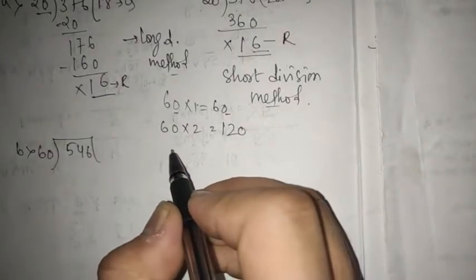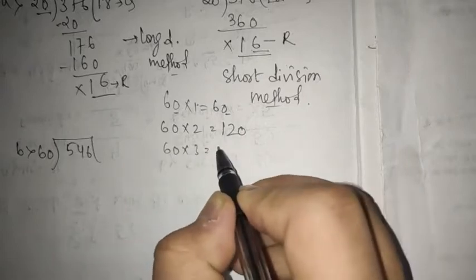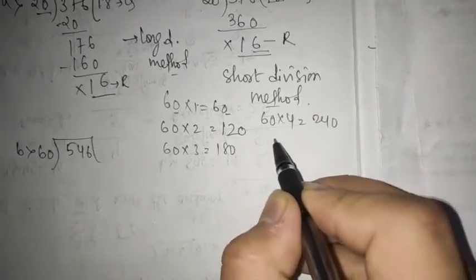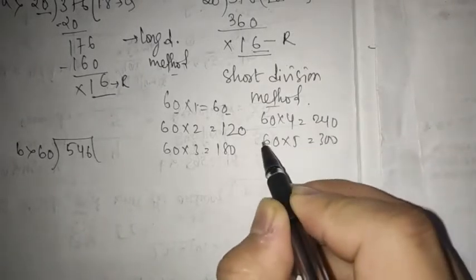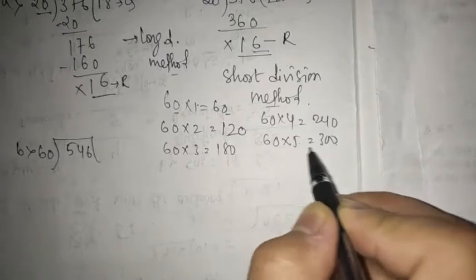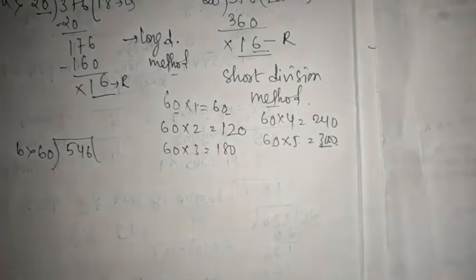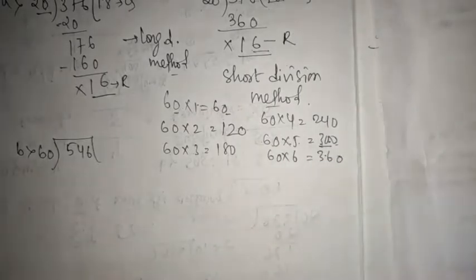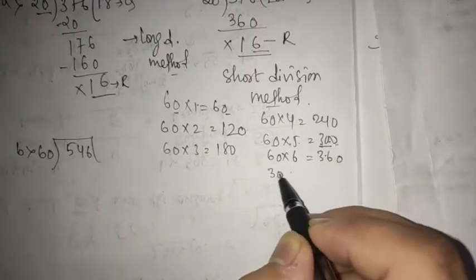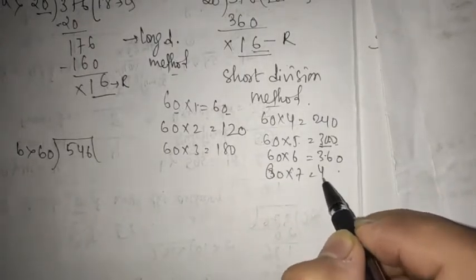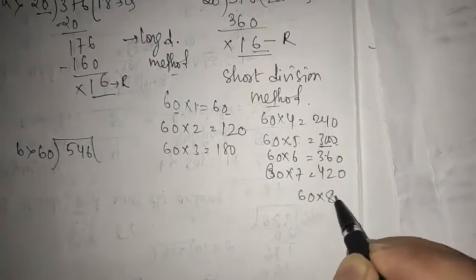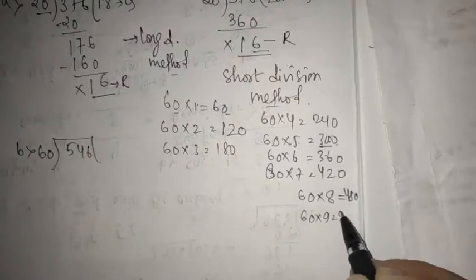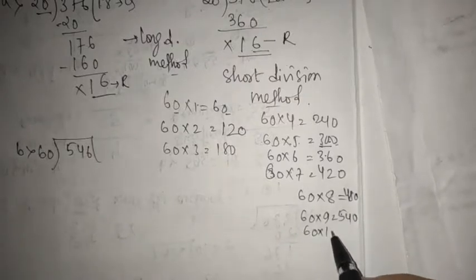Okay, so 60, like this you will move on. 180, 60 into 4 is 240, 60 into 5 is 300, 5 6s are 30 and put 0. Add this 0 here. Okay, simple trick. 60 into 6, now 6 6s are 36, put 0, 360. Like this 60 into 7, 7 6s are 42, put 0. 60 into 8, 6 8s are 48, put 0. 60 into 9, 9 6s are 54, put 0. Like this 60 into 10 is 600.